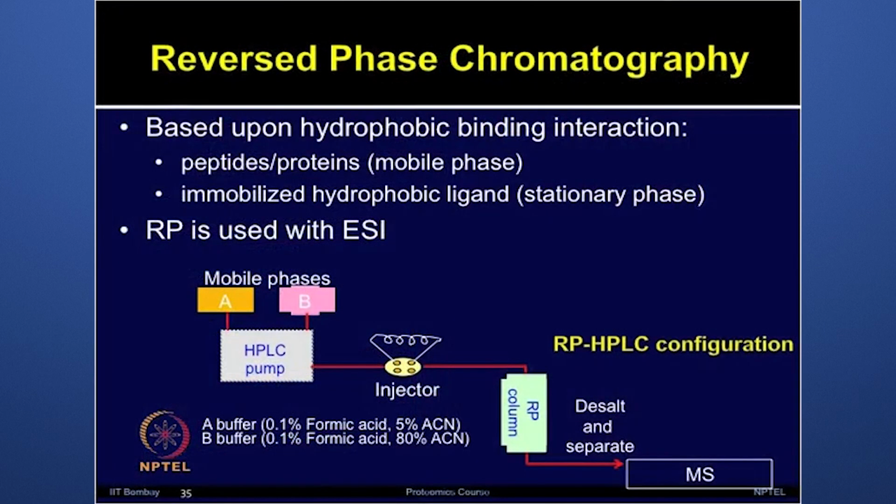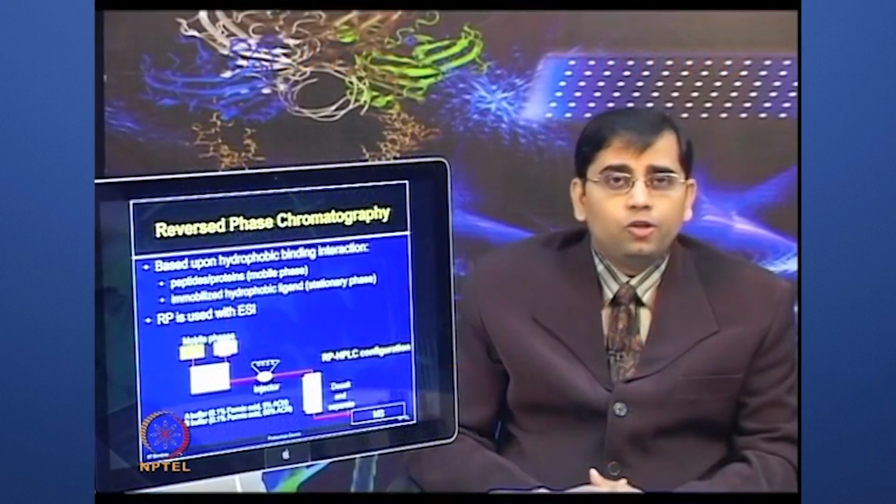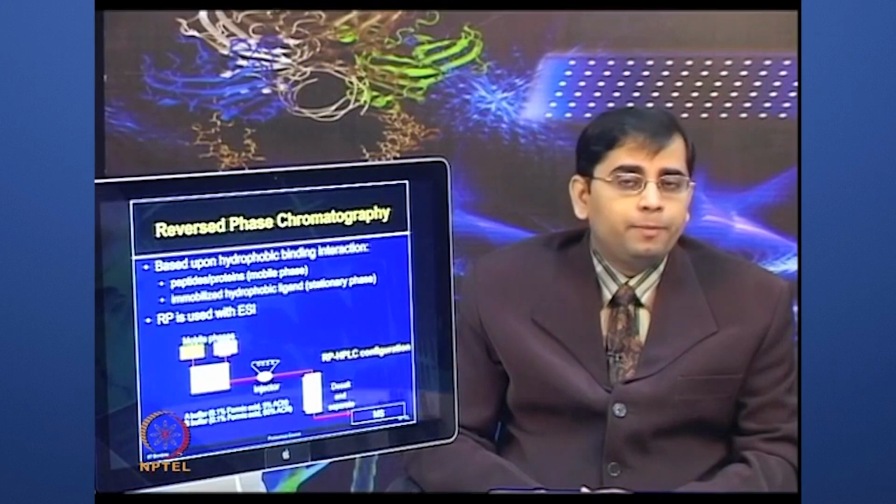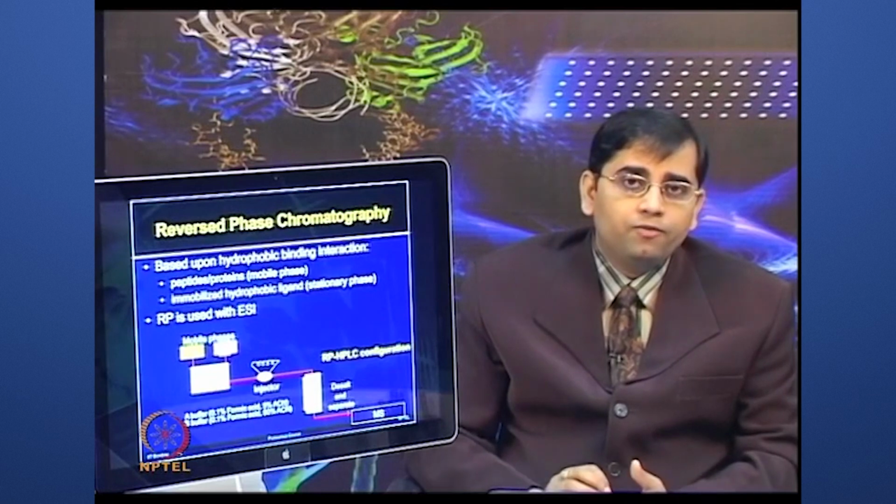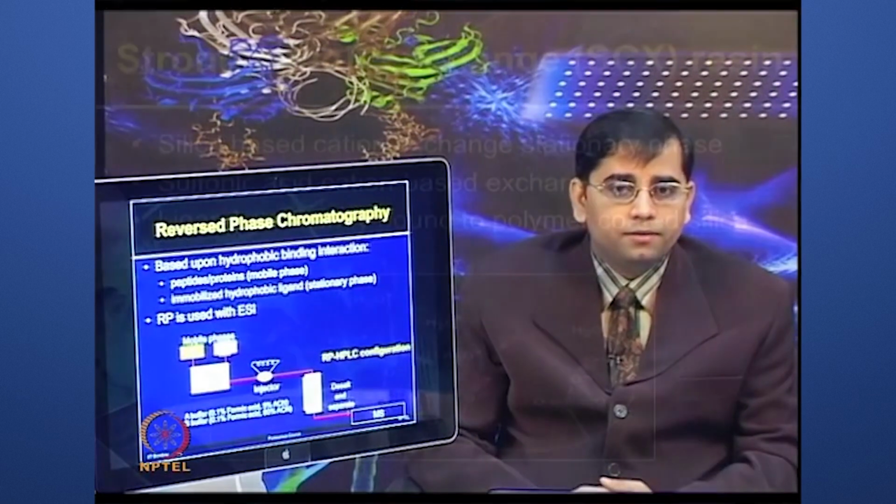Molecules are bound on the column by means of hydrophobic interactions and are eluted out when the solvent polarity is modified. Reverse phase chromatography is mostly used with electrospray ionization in mass spec due to the compatibility of its acidic, aqueous and polar mobile phase with ESI. It is also used for desalting the peptides before injecting for electrospray ionization.